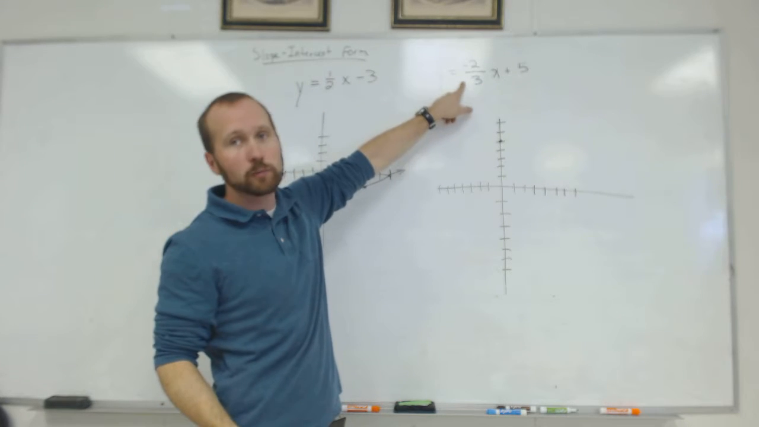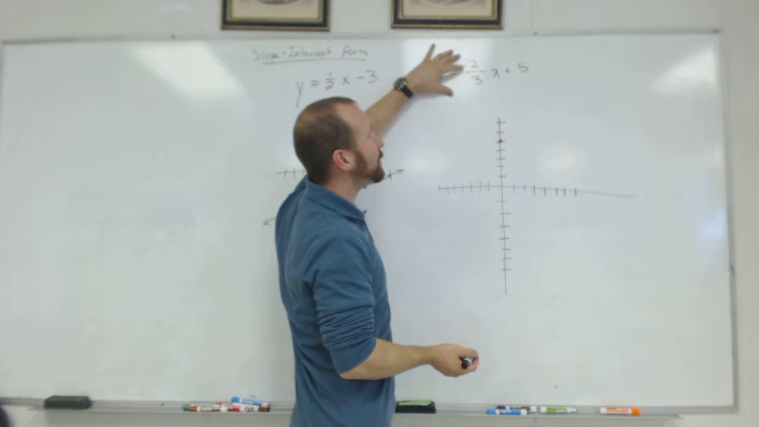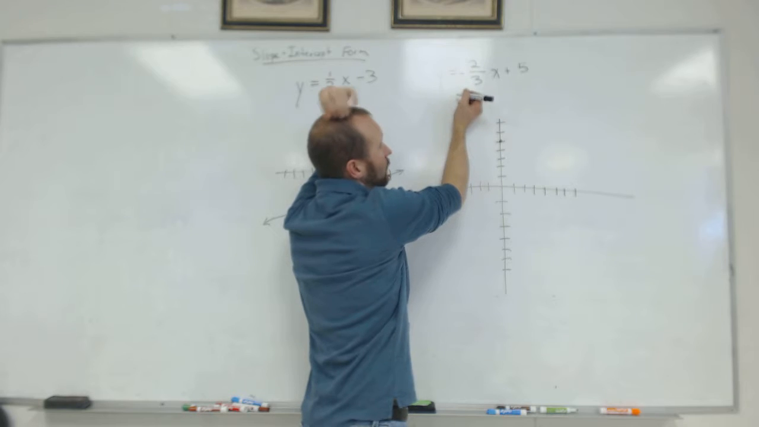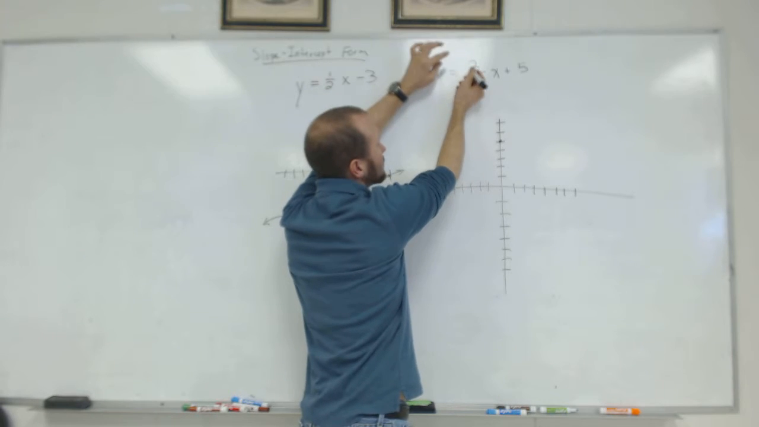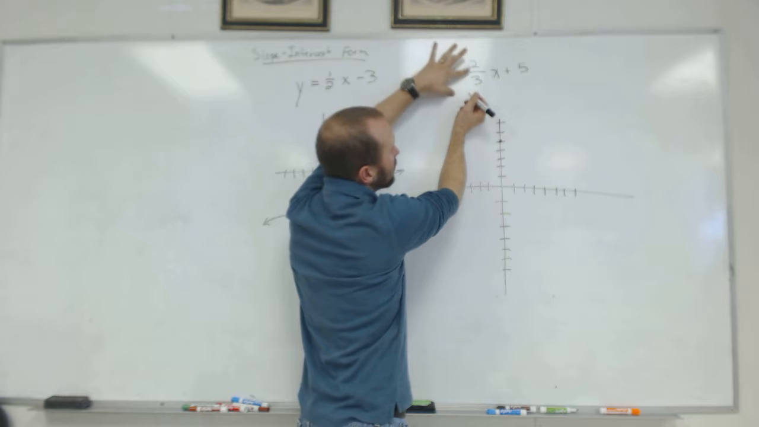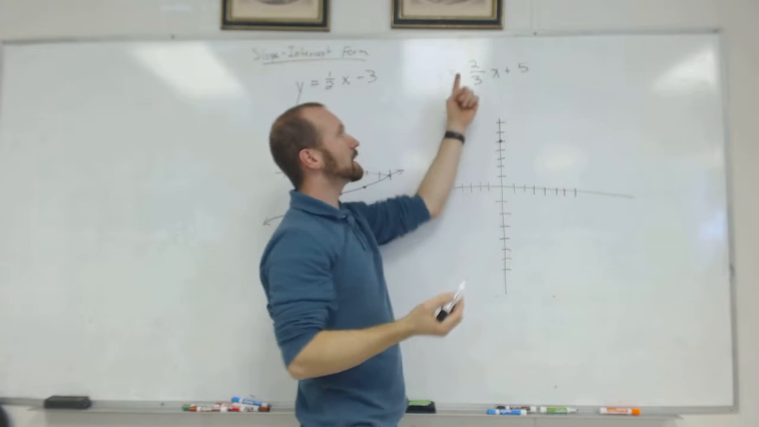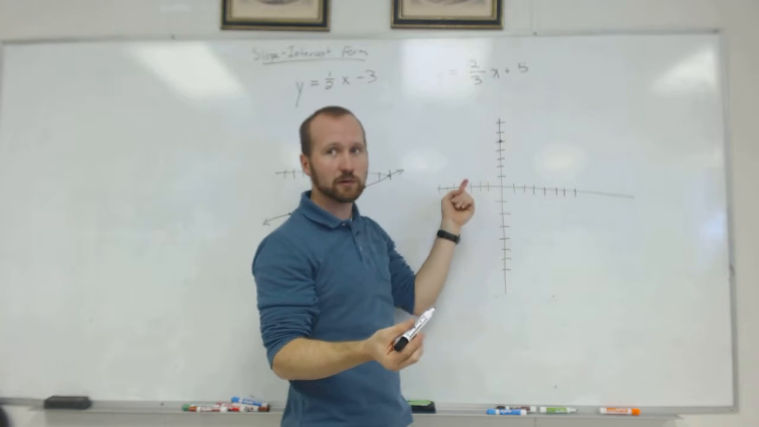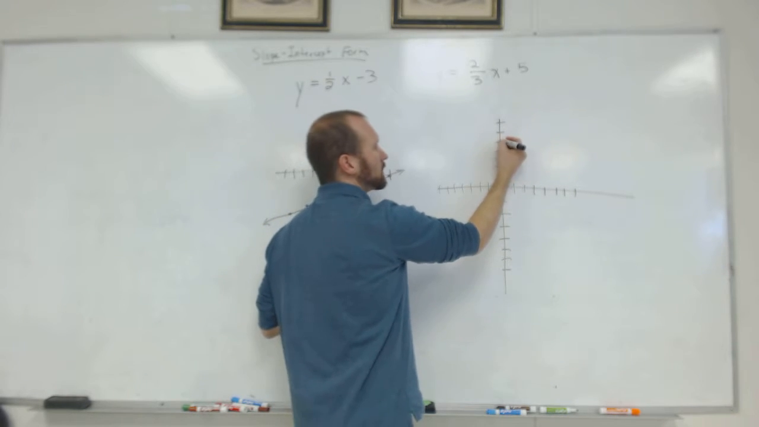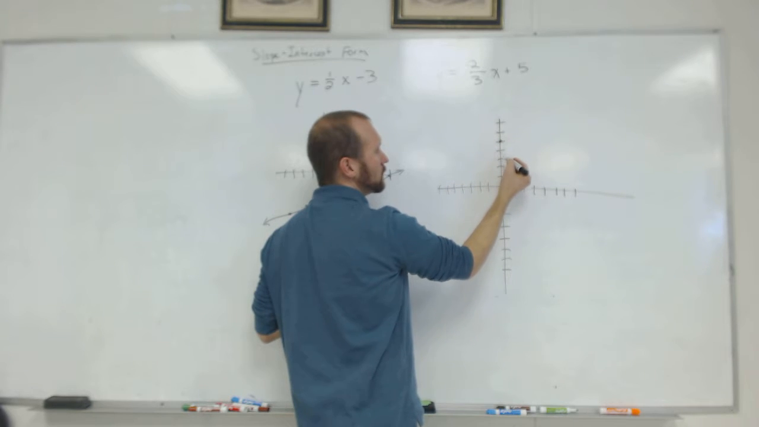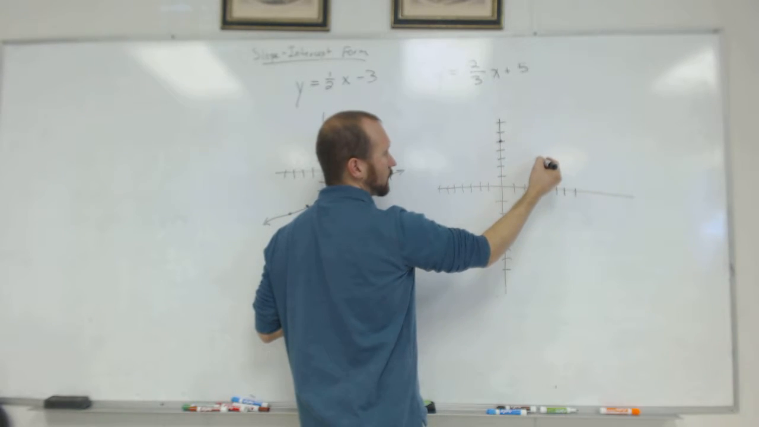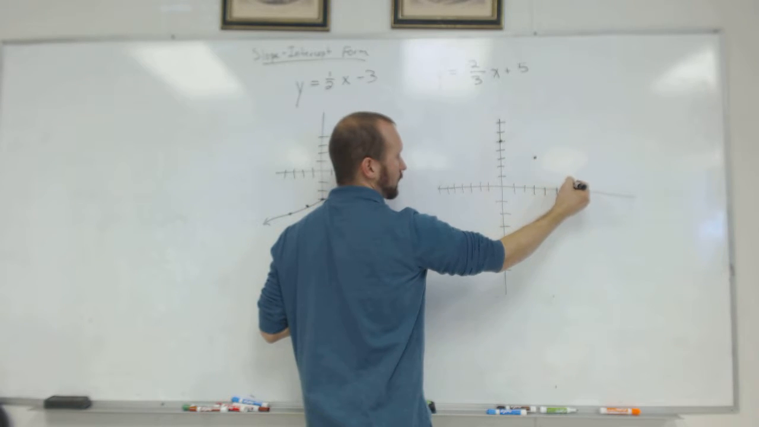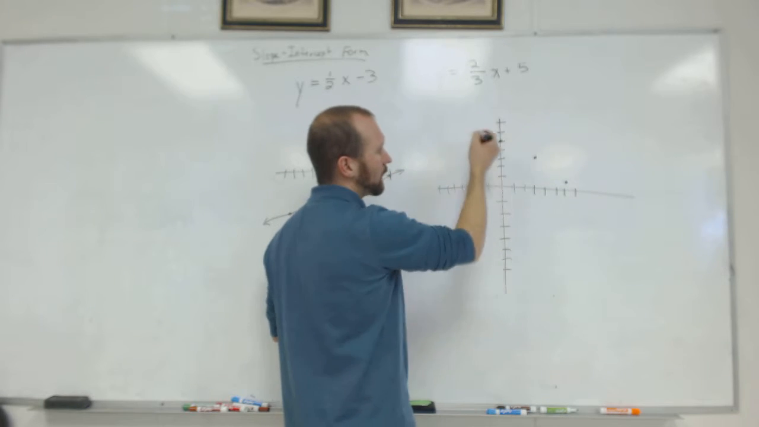Then I use my slope to find the next point. Since the slope is negative, it doesn't matter if the negative is right there or right here. Negative 2/3 is the same as negative 2 over 3. Same number. That means that instead of going up 2 over 3, I'm going to go down 2 over 3. So starting from my y-intercept, I go down 2 over 3. And that's about all that's going to fit going that way.